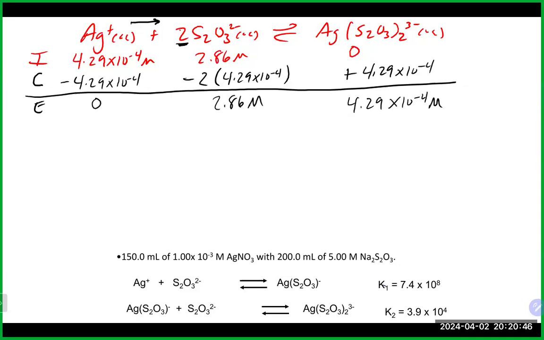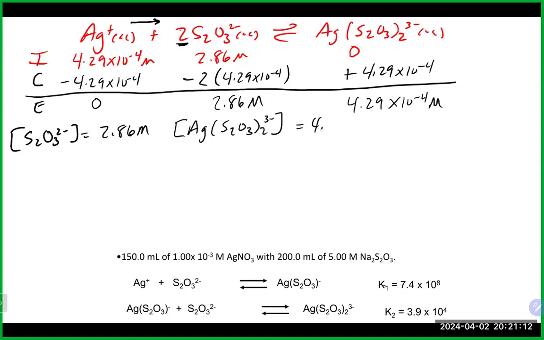All right, so off of the first ice table, we actually have answers to 2 of the questions we're looking for. We just figured out the concentration of the S2O3 2 minus at equilibrium, which is 2.86 molar still. We also figured out the concentration of our complex ion at equilibrium by using the overall reaction here, an ice table, which is 4.29 times 10 to the minus 4 molar. So we found this guy's concentration. We also found this guy's concentration.